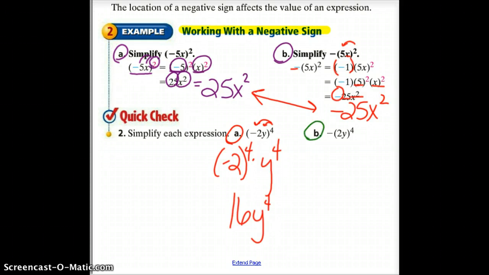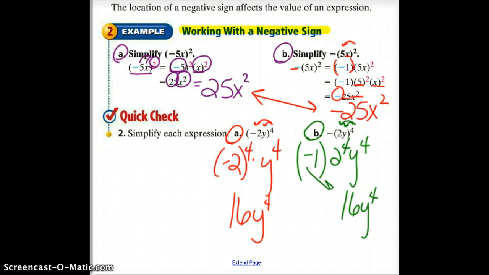Now if I do b, the negative is on the outside. That negative 1 will be applied at the end. The 4 is applied to the 2 and to the y. Final answer, 16y to the 4th, but the negative 1 makes it negative.